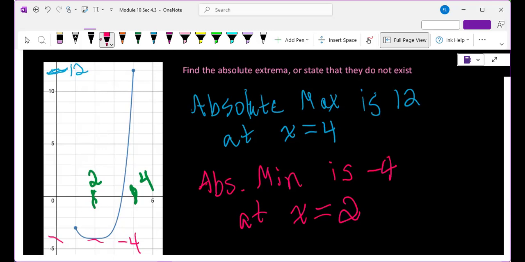Like if we were talking about actual, like where the function inputs and outputs had associated units, this would make a little more sense because then we might be saying like the absolute max is 12 chickens. So at 4 weeks, you'll have 12 chickens, and at 2 weeks, you'll have, all right, -4 doesn't make sense, but.